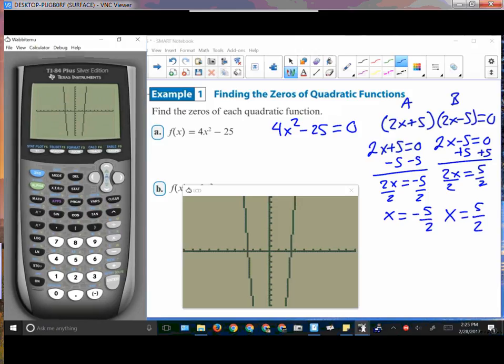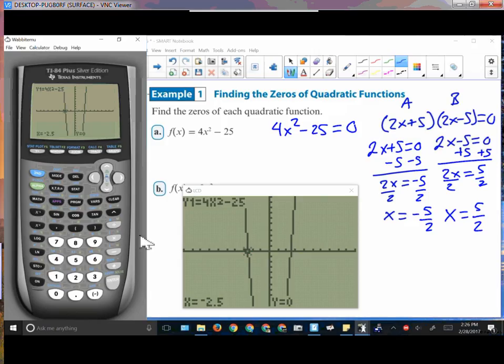Can I hit trace? What happens if I put in 5 divided by 2? What will I get? 0. What happens if I put in negative 5 divided by 2? 0. So what we are doing here again is: got a quadratic, factor the quadratic, set each factor equal to 0, and solve each one.